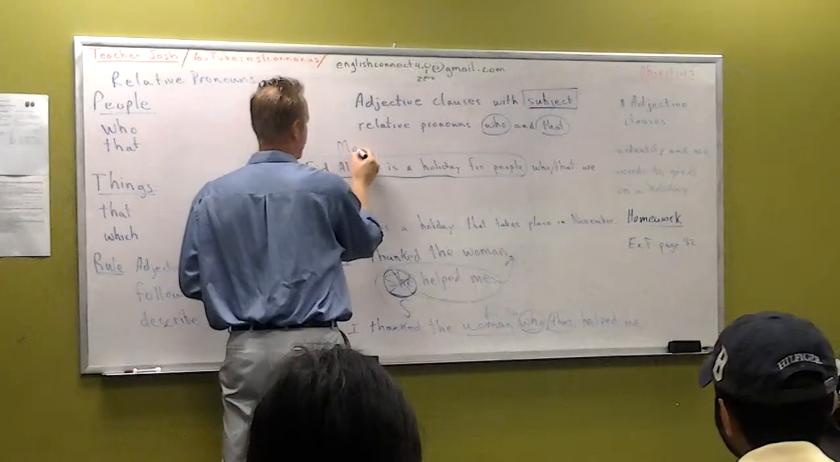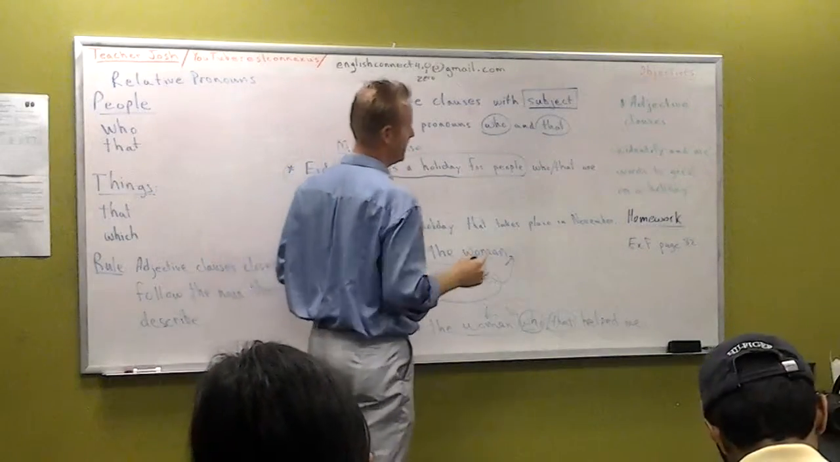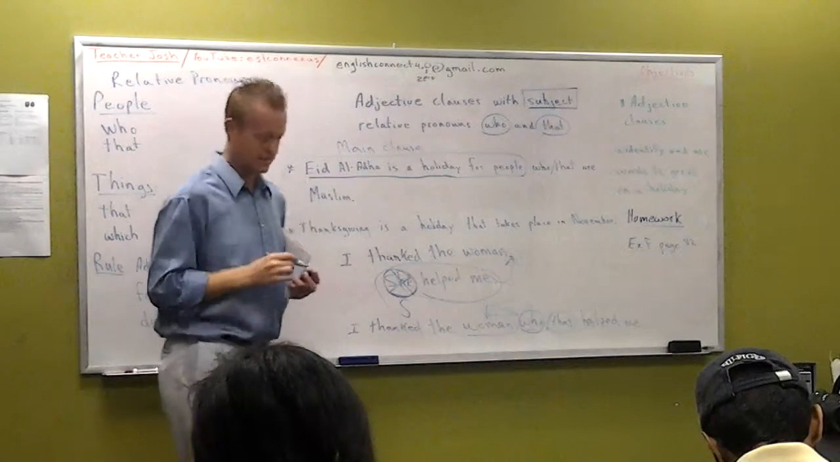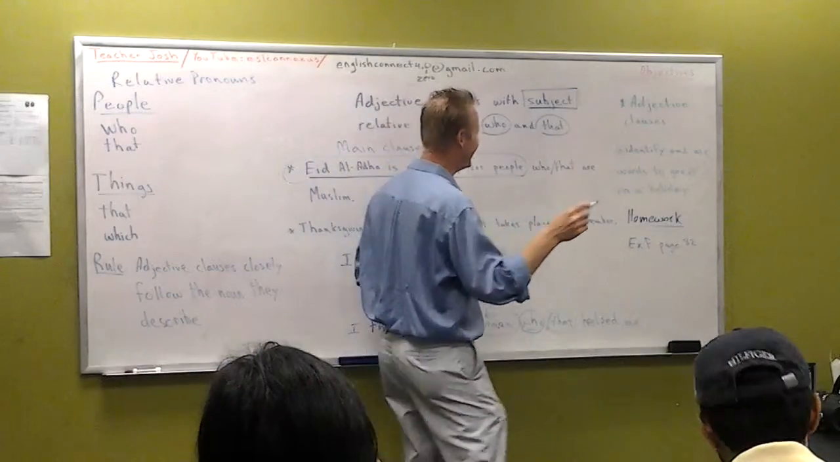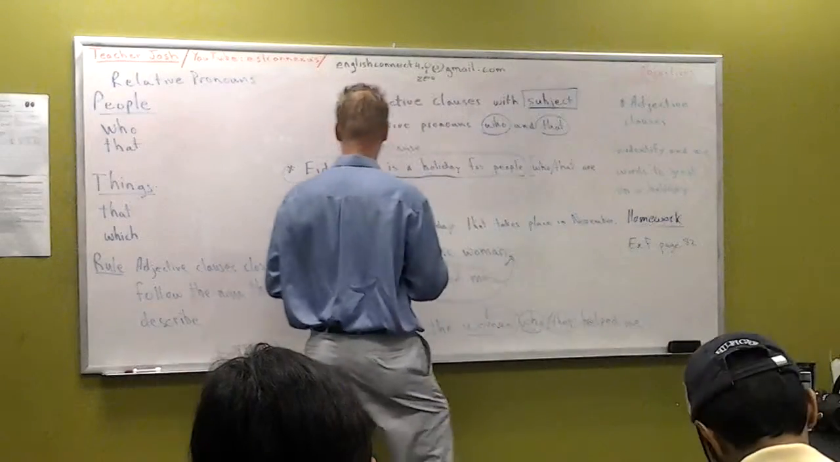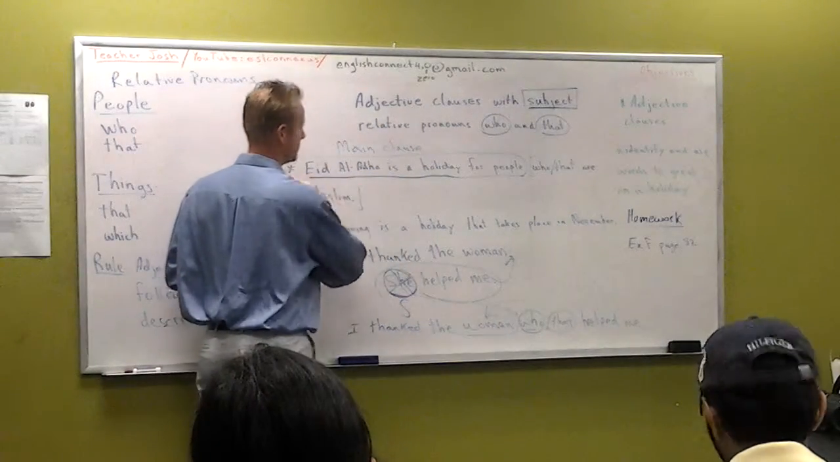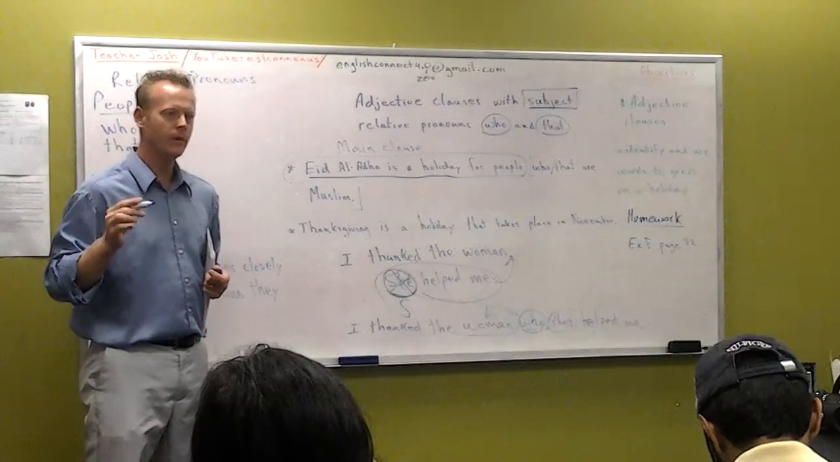Listen, that is my main clause, or my independent clause. Where is the adjective clause? Who or that Muslim. Who or that are Muslims. So listen, by definition, a clause has to have its own subject and verb, right?